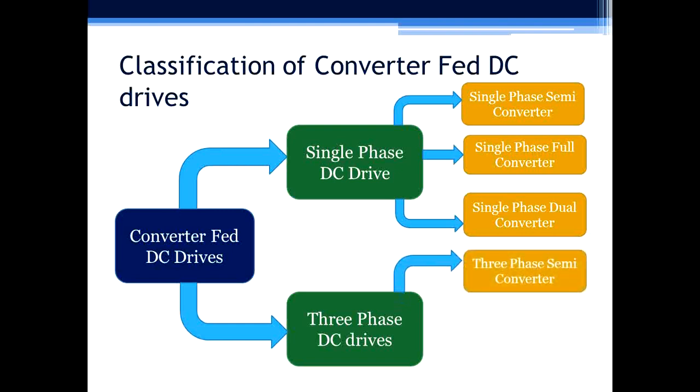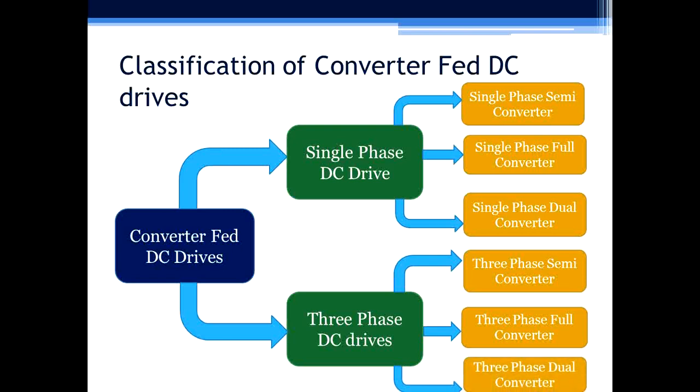In the same way, three-phase converter drives are classified. First is the three-phase semi-converter, which offers us one quadrant operation. Second, the three-phase full converter offers two quadrant operation, and third is the three-phase dual converter drive, which offers four quadrant operation. Normally three-phase DC drives are preferred in industry as the ripple frequency of the output is high and we need less filtering, as well as they are operated for high power applications.